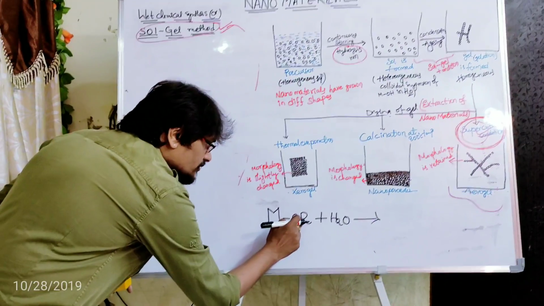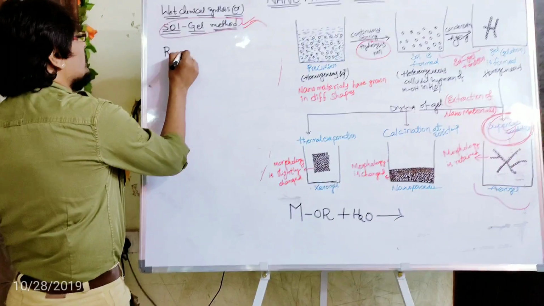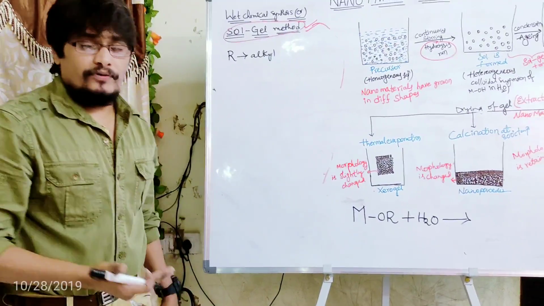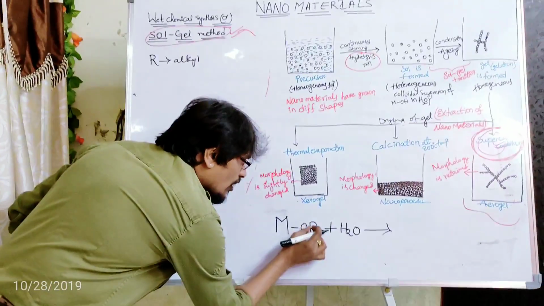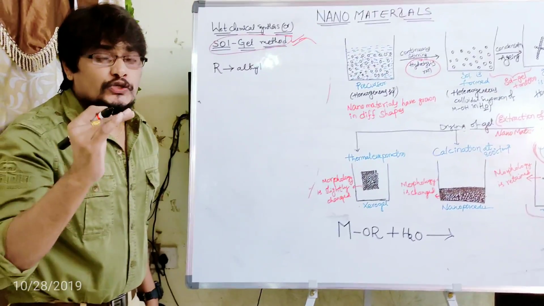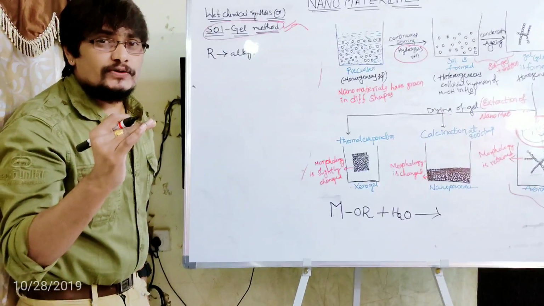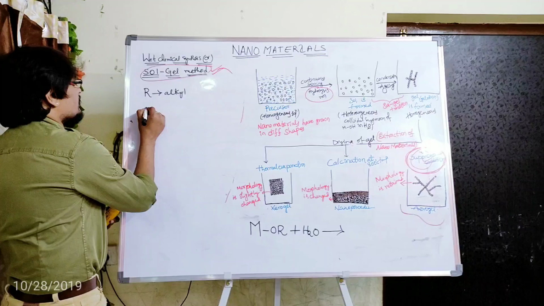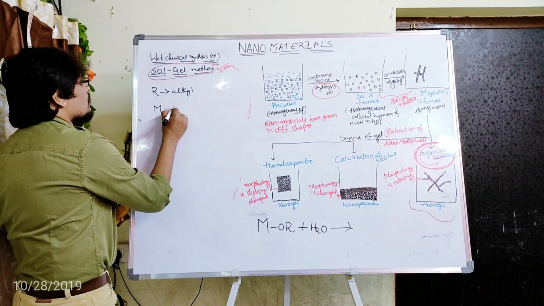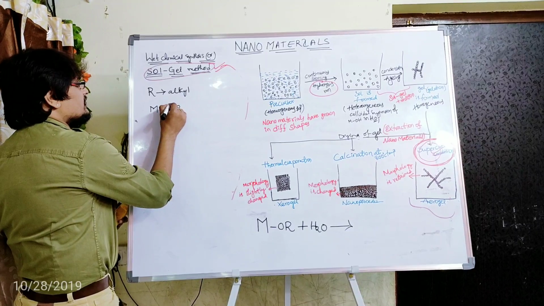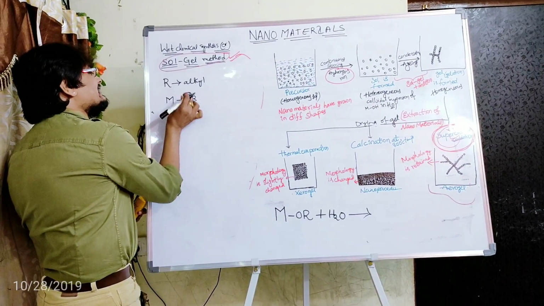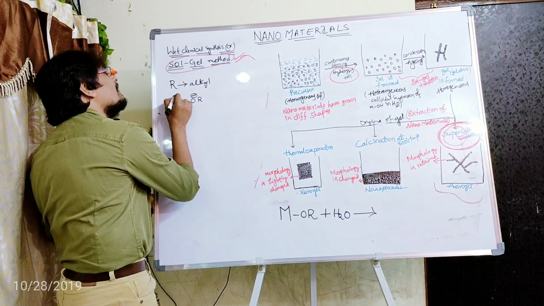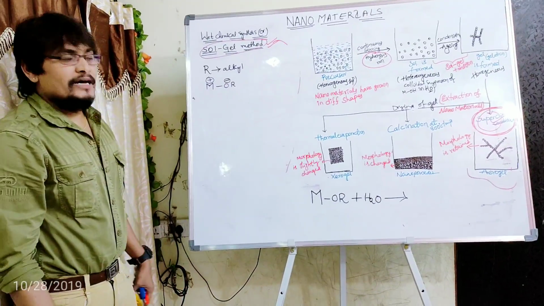So see, what is R? R is alkyl group. Alkyl group means any methyl, ethyl, propyl group, right? And among the alkyl group and oxygen, oxygen is electronegative. Since oxygen is electronegative, it will bear the negative charge. OR, it will bear the negative charge. Since one of the adjacent atoms is bearing the negative charge, definitely the other atom will bear the positive charge.